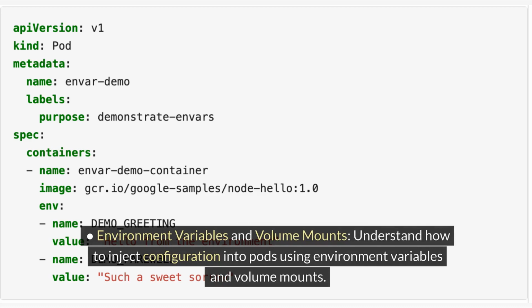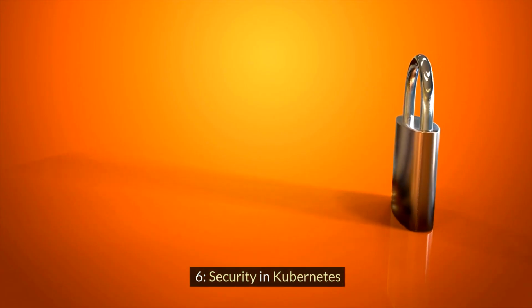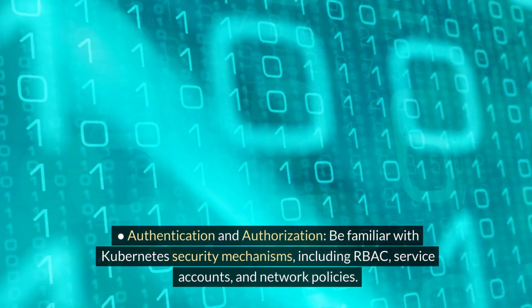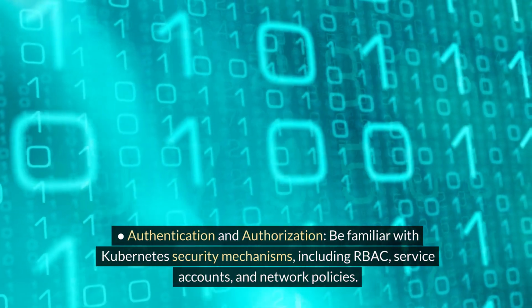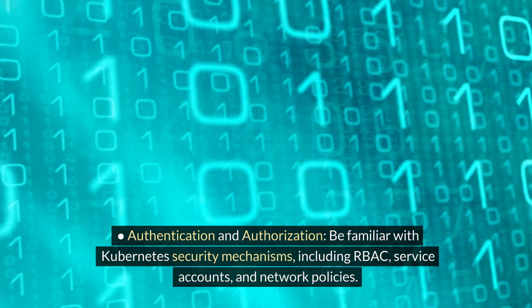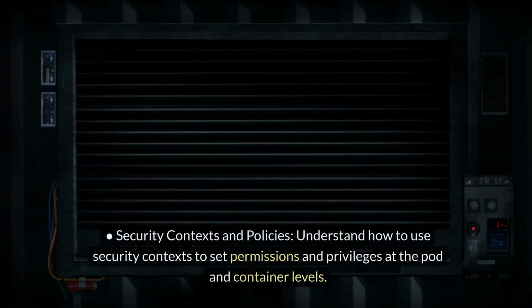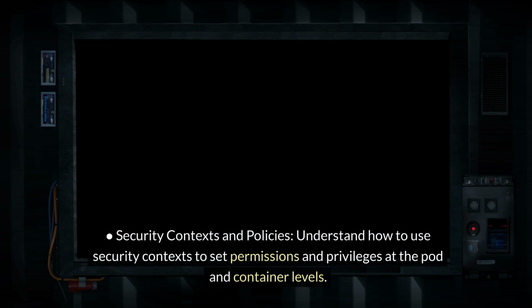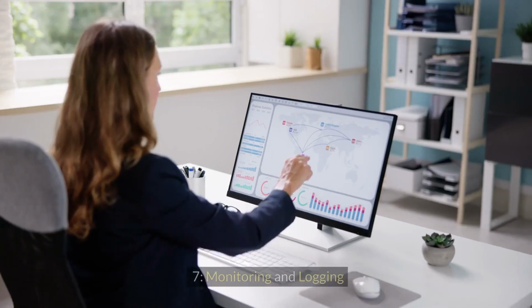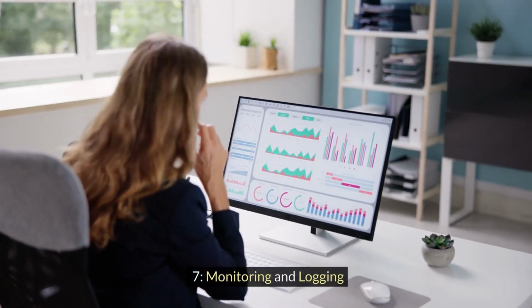Understand how to inject configuration into pods using environment variables and volume mounts. 6. Security in Kubernetes. Authentication and authorization. Be familiar with Kubernetes security mechanisms, including RBAC, service accounts, and network policies. Security context and policies. Understand how to use security context to set permissions and privileges at the pod and container levels.